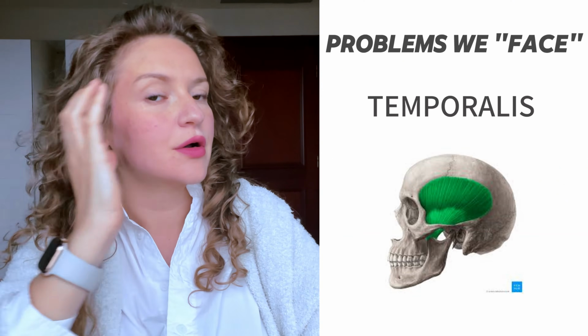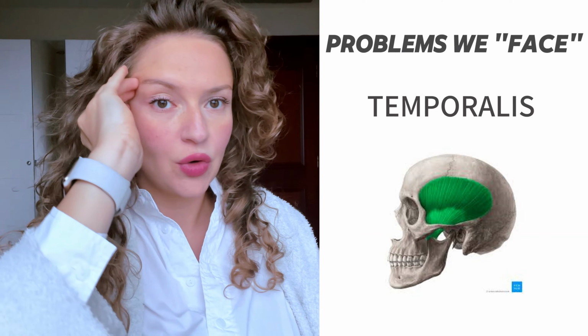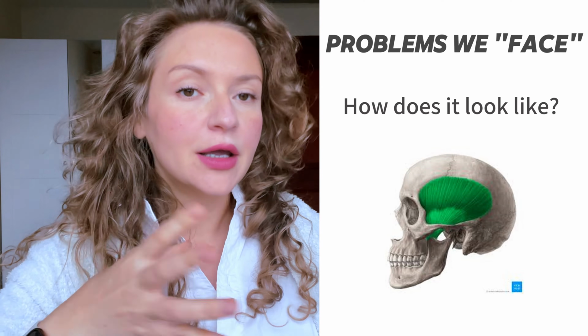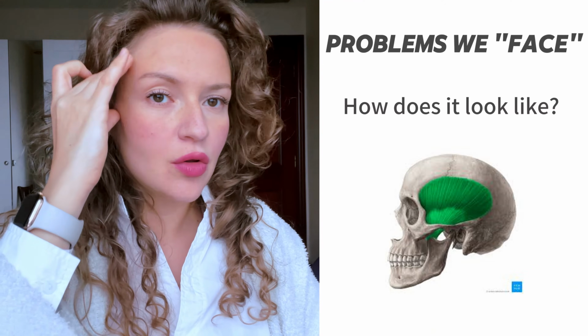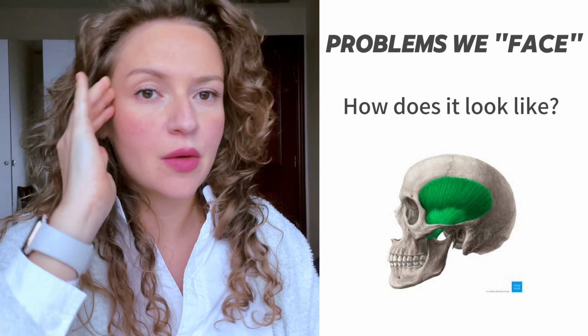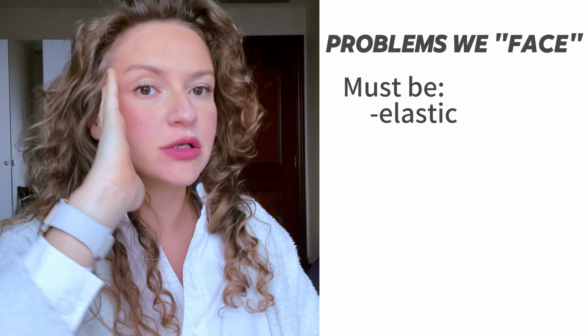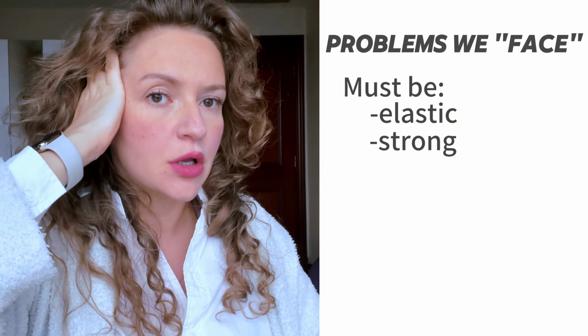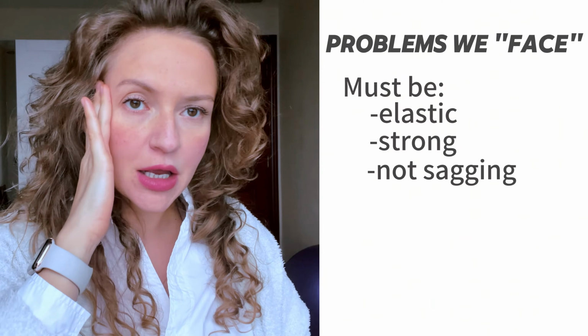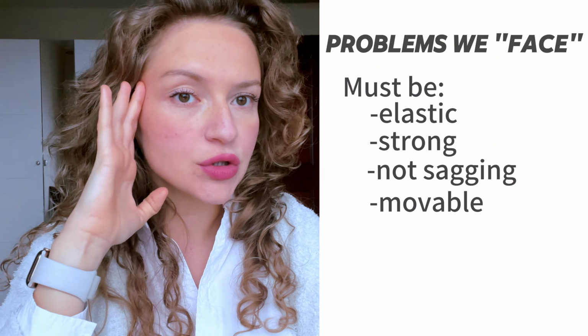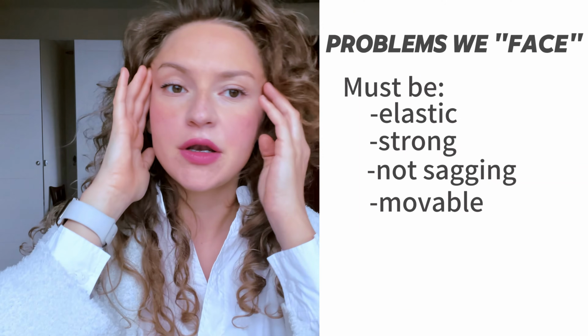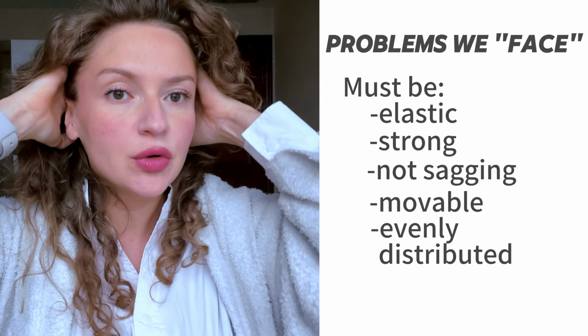The next area is our temporalis area, so this area, yeah, it's going like this. How does it look like? In which condition is it? There is no thickening, the muscle is elastic, the muscle is strong, the muscle is not pushing forward, sagging down. Make sure that this area is movable, that this area doesn't have any depression, evenly distributed around our scalp.